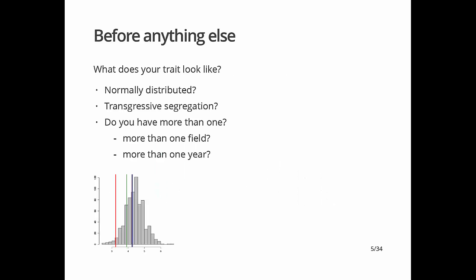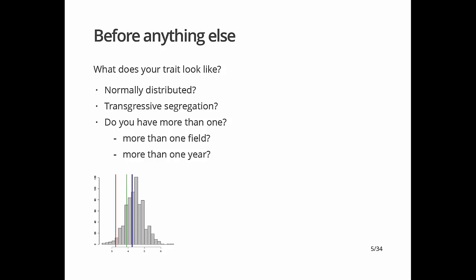Before anything else, the first question to ask yourself is, what does your trait look like? Is it normally distributed? Do you have transgressive segregation? Do you have more than one trait? Do you have more than one field you're looking at? Are you looking at it over more than one year? All of this is going to play into how you analyze the data.